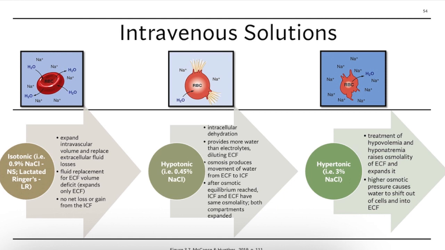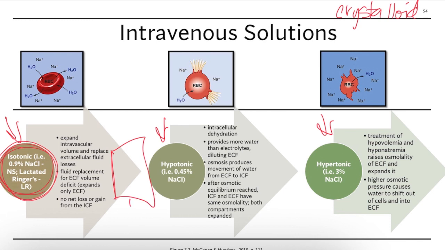Okay, so this slide is just showing you those types of crystalloid solutions that we talked about earlier. So we have the three different kinds. We have the isotonic, hypotonic, and hypertonic. Let's talk about isotonic first. Isotonic means that the ratio of particle to fluid inside of that kind of bag of fluid that we're giving is the same as what should be the ratio inside of the body.